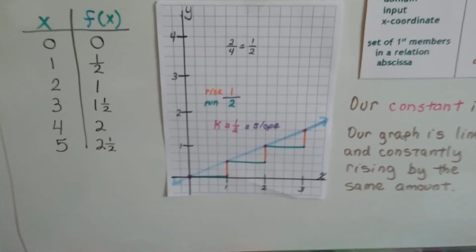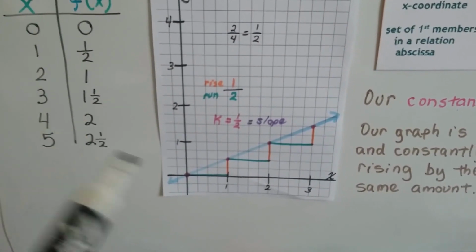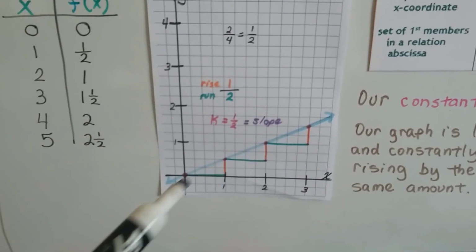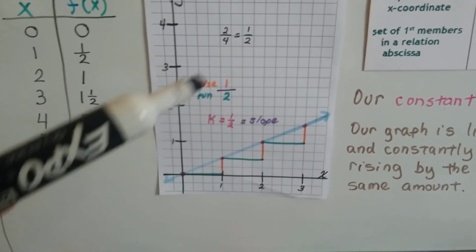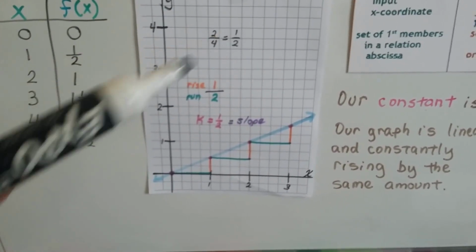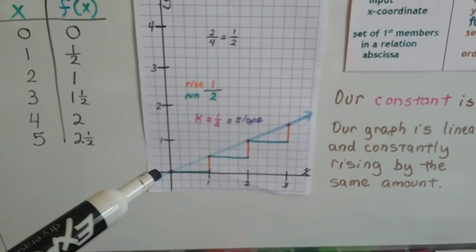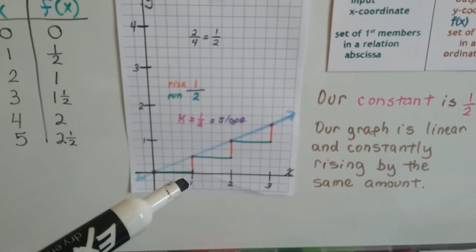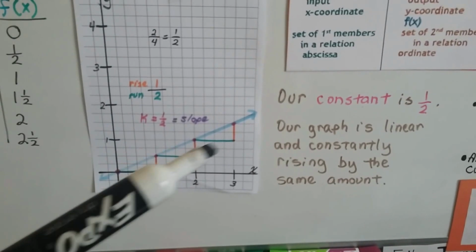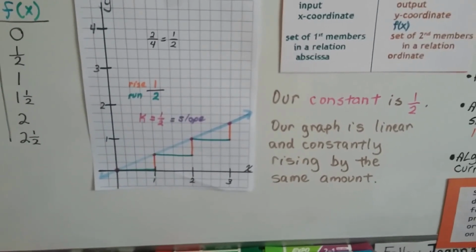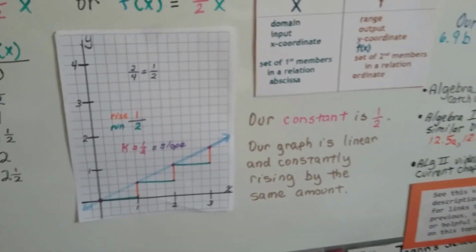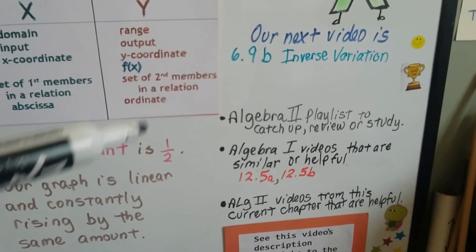When we graph it, because these are our ordered pairs, we can see we have a nice constant slope, don't we? Our constant is the half. And in this graph, because 4 squares is a 1, 2 over 4 is a half. So our rise is 2 and our run is 4. That's equal to a half, and it goes up nice and smooth and constant, doesn't it? Each is the same. So our constant is a half, and our graph is linear and constantly rising by the same amount.